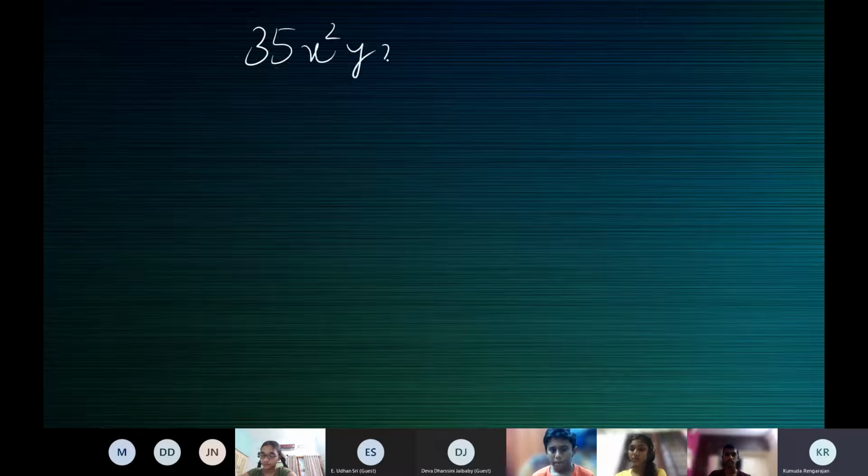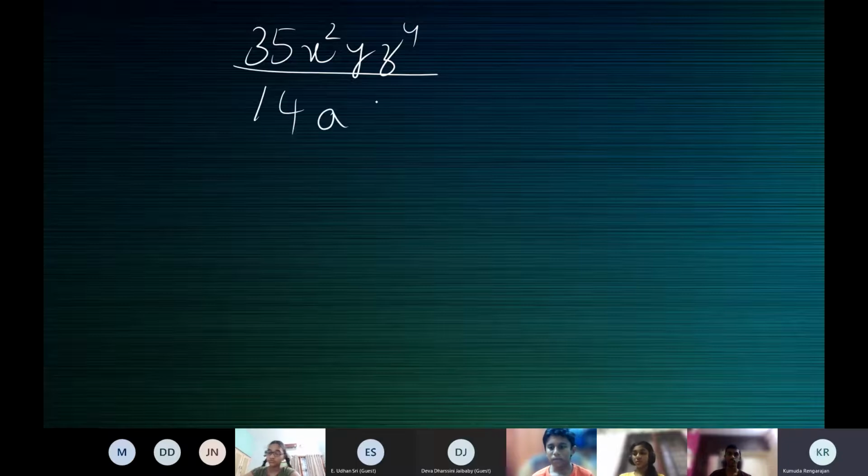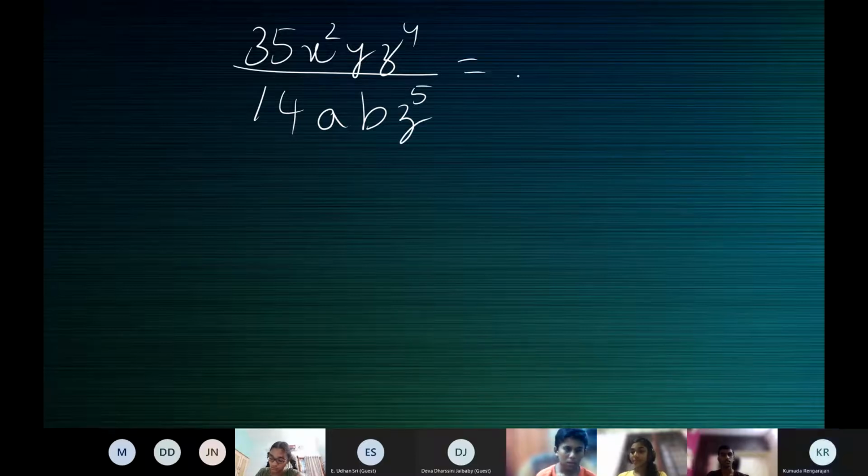All right, I think this is enough for you to recall addition, subtraction. So again, division also, if you want to take an example on division: 35 x square y z to the power 4 divided by, say, 14 a b z to the power 5. What's the result? Clearly, they're unlike terms. But you can still divide. They are unlike terms, but you can divide.